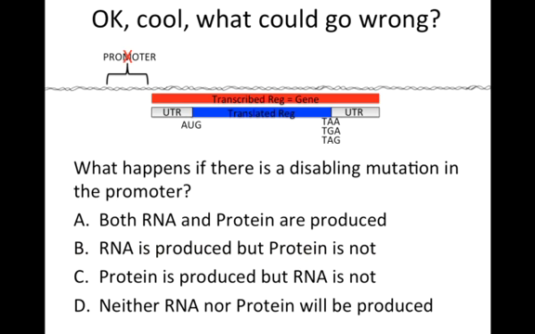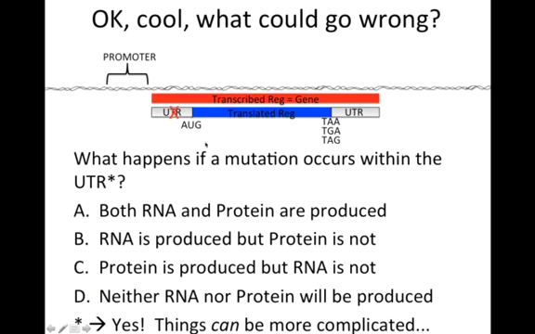Okay, let's do another one. What if we have a mutation in the promoter that disables the promoter's function? Think about that for a sec. Okay, so the promoter, remember, directs transcription. And so if we don't have a functioning promoter, we will not transcribe the gene. If we don't transcribe the gene, we can't translate it, because without an RNA, no protein can be made. So under these circumstances, we will find neither RNA nor protein will be produced.